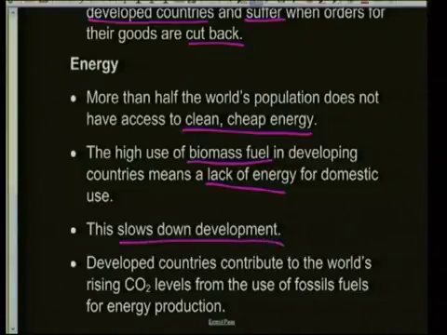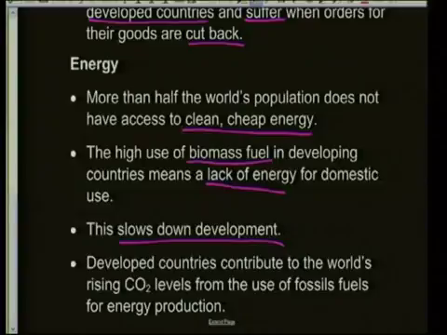Energy slows down development, okay? Your industries cannot function if they don't have an electricity supply. Developed countries contribute to the rising levels of CO2, okay? And this is due to the burning of fossil fuels. Right.